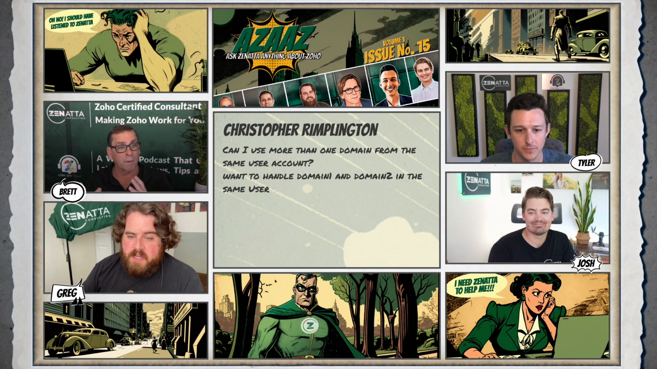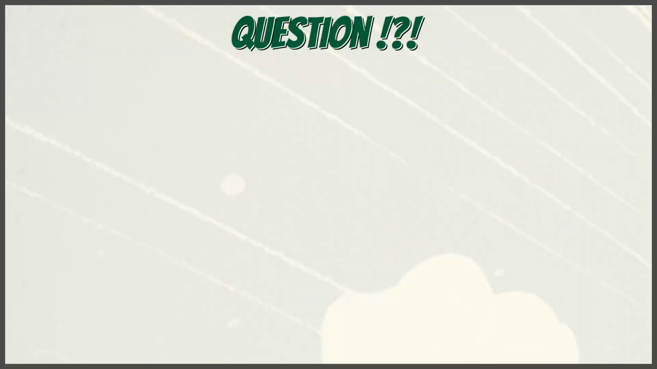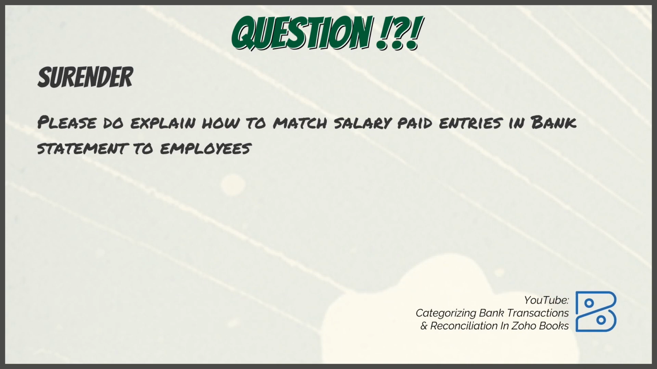I'm going to do fire the box. I'm going to go now with a follow-up, just like Greg, back to back here. This one comes from Surrender Never Give Up. It's after watching our YouTube video on categorizing bank transactions and reconciliation in Zoho Books. Please do explain how to match salary paid entries in the bank statement to employees.